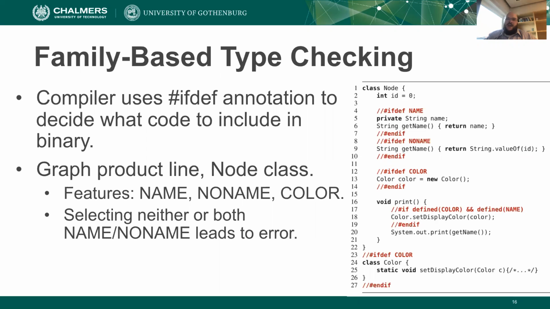Selecting both name and no name is going to lead to this method getting declared twice with the same signature, which is going to be a problem. So there's an issue if we try to include both of those.